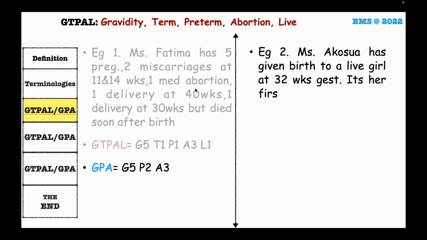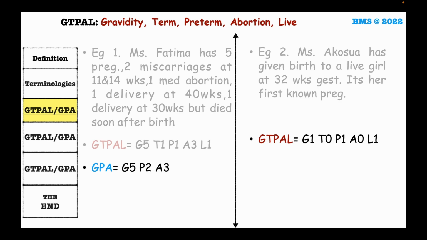We had Miss Akosia, who has given birth to a live girl at 32 weeks gestation, and it's her first known pregnancy. So her GTPAL is going to be gravida 1, term 0, preterm 1, and 0 abortions and 1 live. And I think this is straightforward because it's her first known pregnancy.